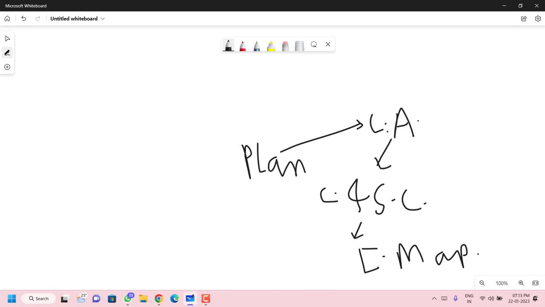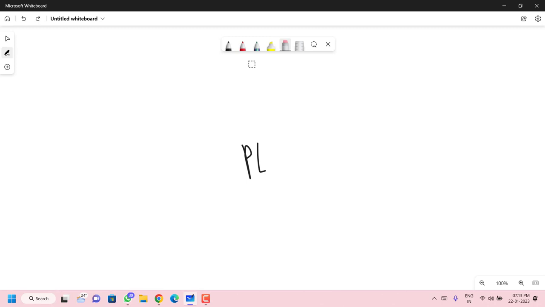So in the content analysis, we are seeing what the concepts and sub-concepts are, and how these concepts and sub-concepts are linked with each other, isn't it? Then the second thing is that when we talk about the planning phase, we also have to see, besides the content analysis, the objectives, isn't it?